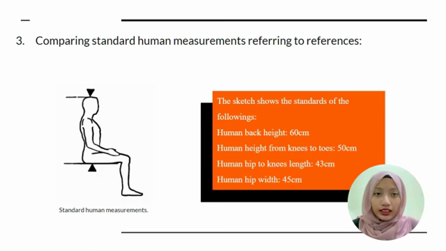Here we can see the standard human measurements from our reference. The sketch shows the standard of the following. The human back height is average 60 centimeters. The human height from knees to toes is average 50 centimeters. The human hip to knees length is average 43 centimeters. And the human hip width average is 45 centimeters long.